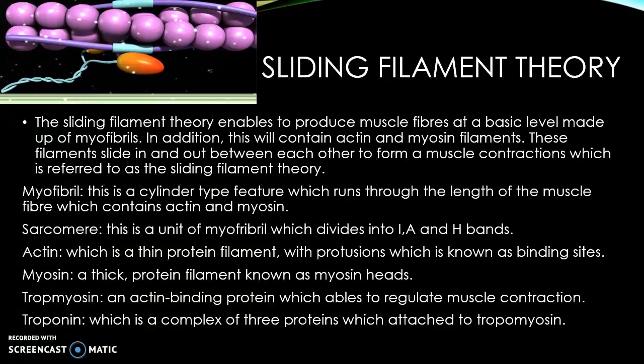Sarcomere, which is a unit of myofibril, divides into I, A, and H bands. The actin, which is a thin protein filament, has protrusions known as binding sites. The myosin, which is a thick protein filament, has what are known as myosin heads. Tropomyosin, which is an actin-binding protein, binds together with the actin and helps to regulate muscle contraction. And lastly, the troponin. This is a complex of three proteins that are attached to tropomyosin.